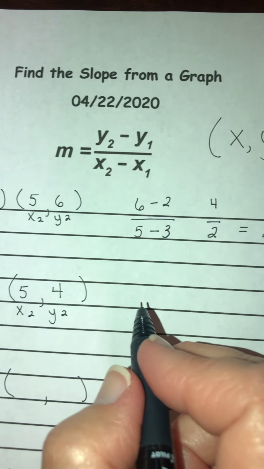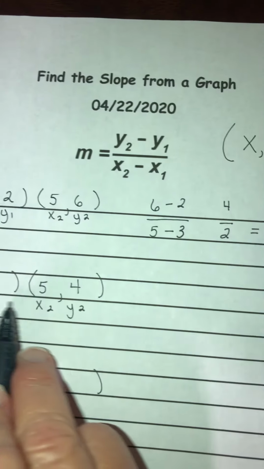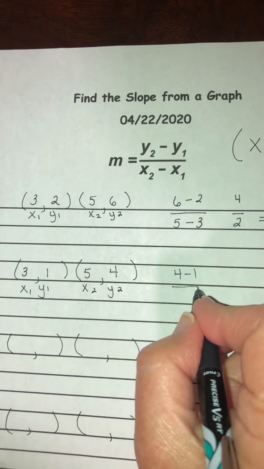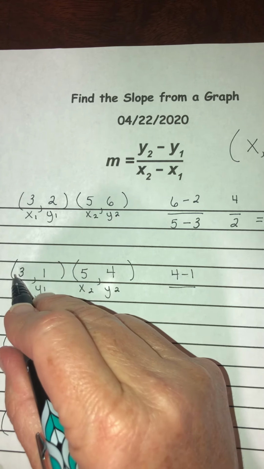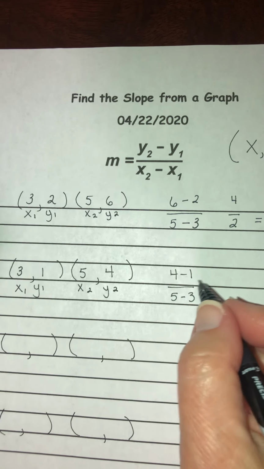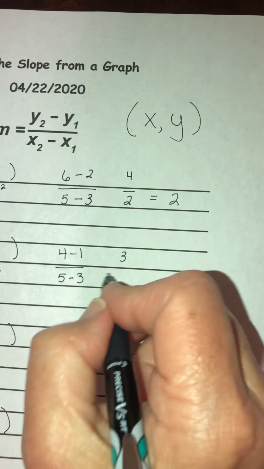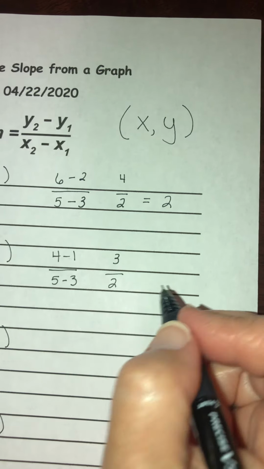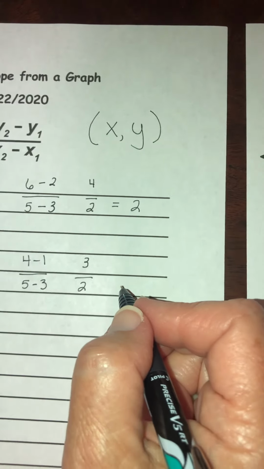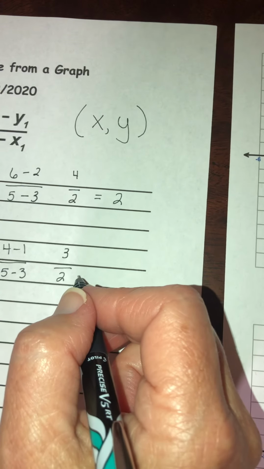Putting it into the formula, it's y2 minus y1, so that's going to be 4 minus 1 over 5 minus 3. Once you get it set up and put it into the formula, it's easy. 4 minus 1 is 3. 5 minus 3 is 2. The slope is 3 over 2. And remember, you don't turn it into a decimal because you want slope to be a fraction or a whole number. So you just leave it as 3 over 2.